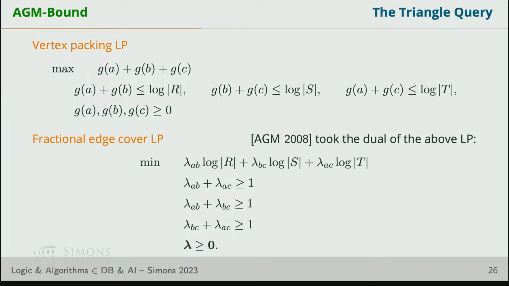Basically you have a coefficient for every edge of the graph, and then for every vertex, the sum of the coefficients has to be greater than or equal to 1, and then the bound is going to be this. And if you take the exponential of this, it will be R to the lambda R, S to the lambda S, and T to the lambda T. So that's the fractional edge cover bound that bounds the number of triangles in a query.